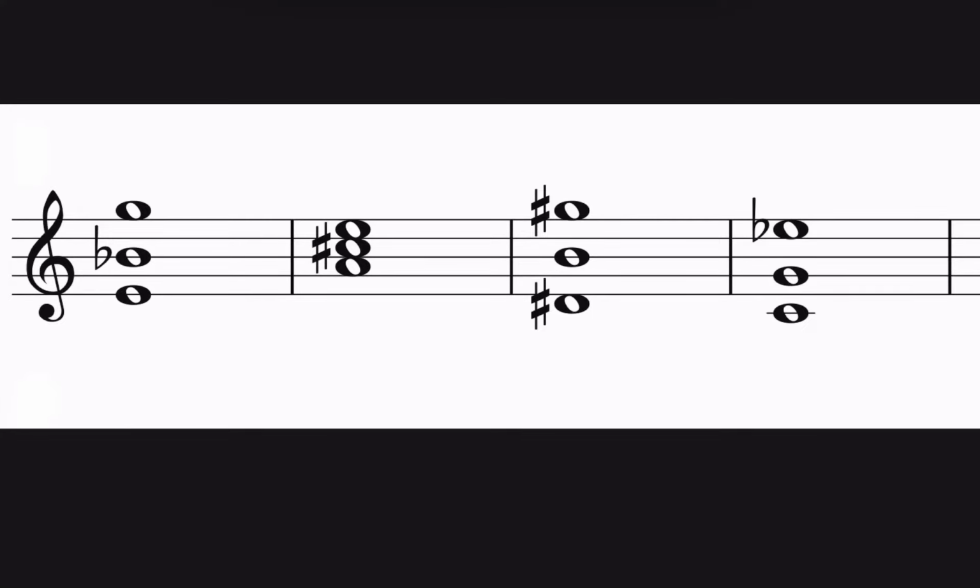I received a question from David. He was asking about how to know which note of a chord is the root. And I think it's a good question, so I'm going to get into it here.